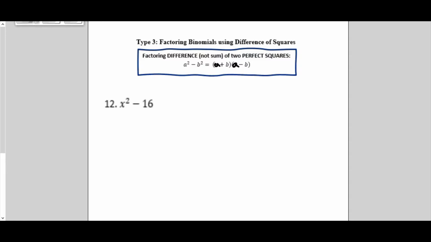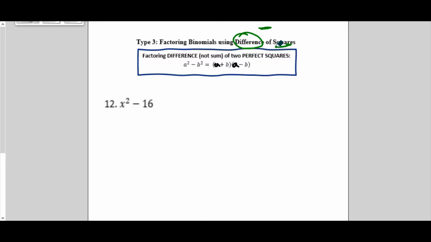Type 3, we have factoring binomials using difference of squares. So difference, this is a key word here, difference of squares, it needs to be negative, and squares means that this needs to be perfect squares. So if you think of your perfect squares, like 4 is a perfect square because 2 times 2 is 4, 16 is a perfect square because 4 times 4 is 16, and so on. So those are your perfect squares.